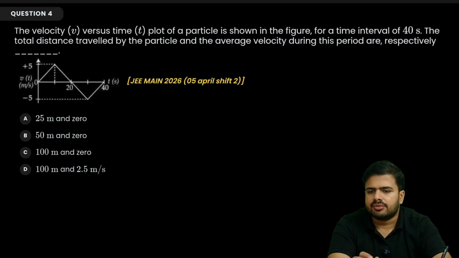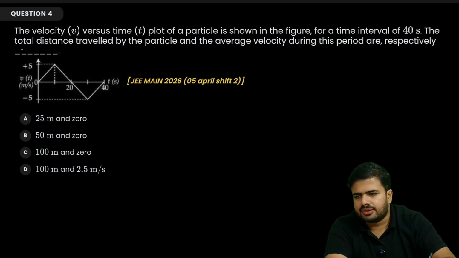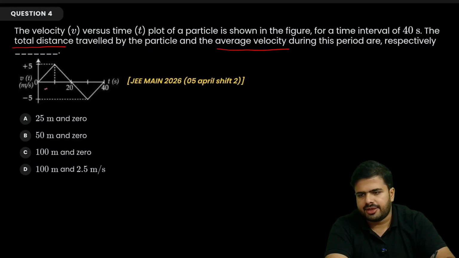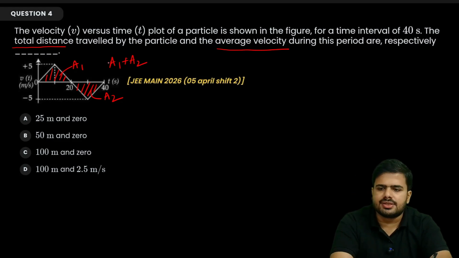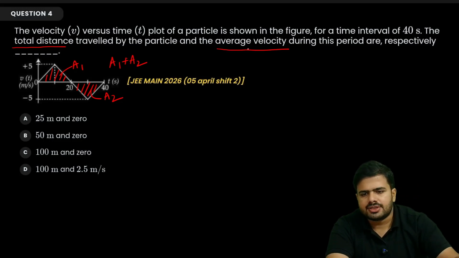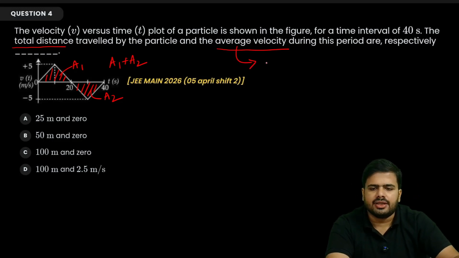Graph question. Very simple question. Here they have asked to find out the total distance and average velocity. So velocity time graph, distance they asked. Simply add all the area. This is area 1, and similarly suppose this downside area, negative area is area 2. So if you do area 1 plus area 2, you are going to get distance. Area 1 minus area 2, we will get displacement. From displacement you can find out average velocity. Average velocity will be what? Displacement upon time. This will be your average velocity.